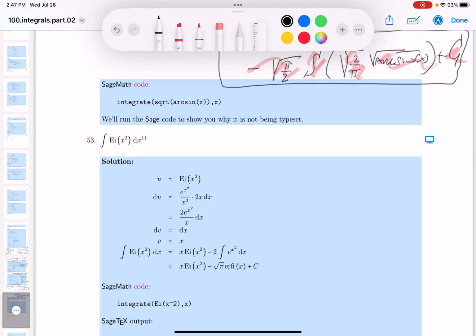So let's write this down. I'm going to say u equals Ei(x squared), and then du. Well, you might have to go up and look up the Ei. I guess I should do that, right? Let's go back.